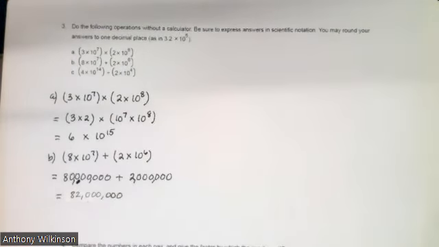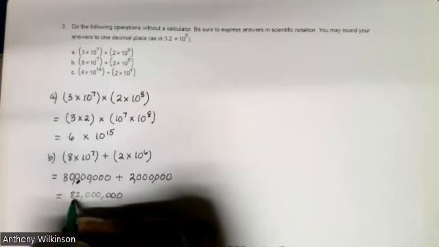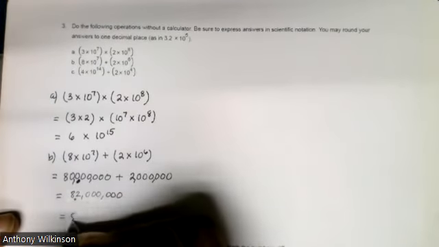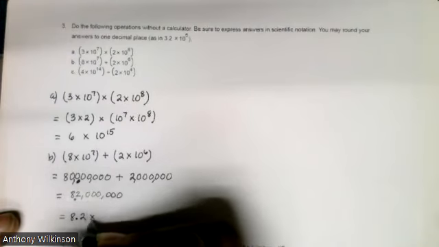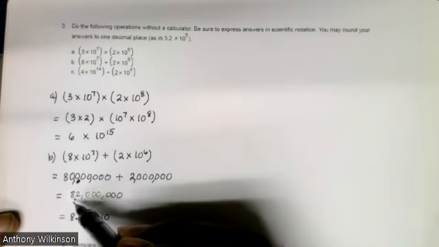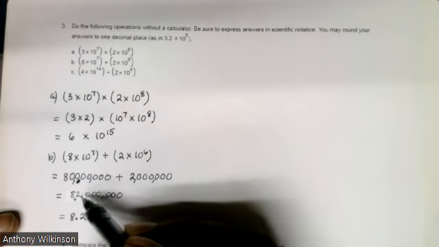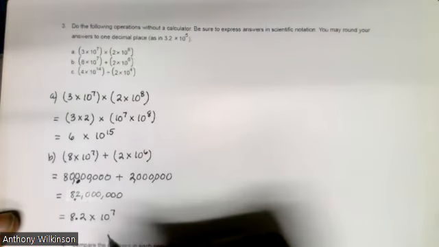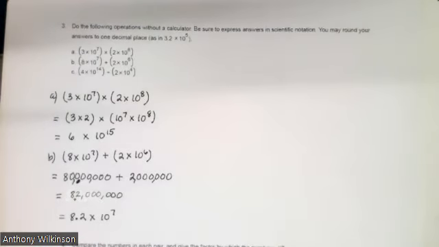Okay. Now that 82 million needs to be written back in scientific notation. So I need to put the decimal point behind the first non-zero digit, which is your 8. So here I'm going to have 8.2 times 10 to some power. Well, if I put the decimal point behind the 8, there are 7 digits behind it. So it'd be 8.2 times 10 to the 7th.